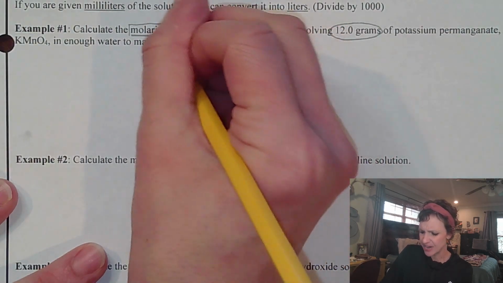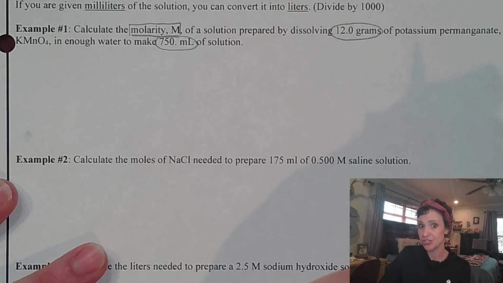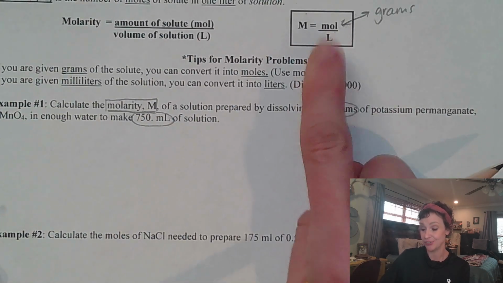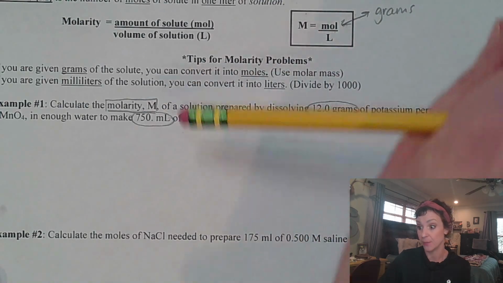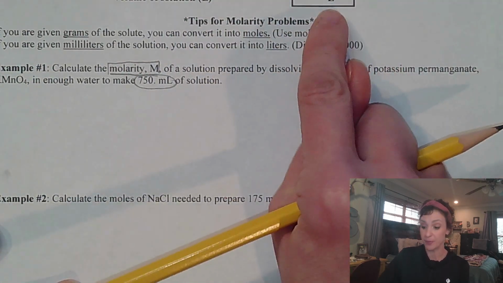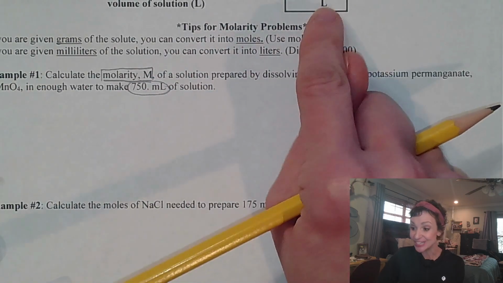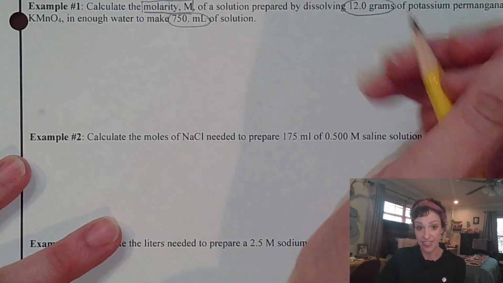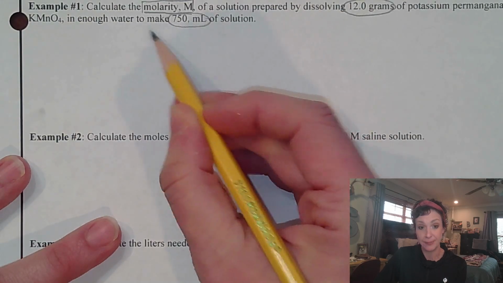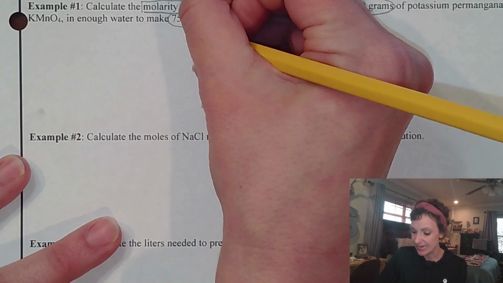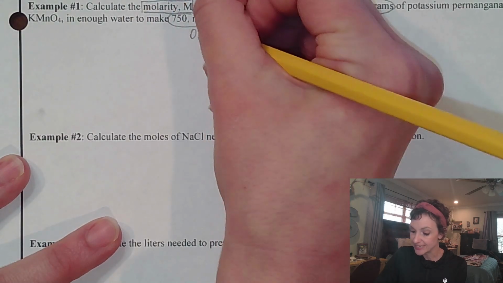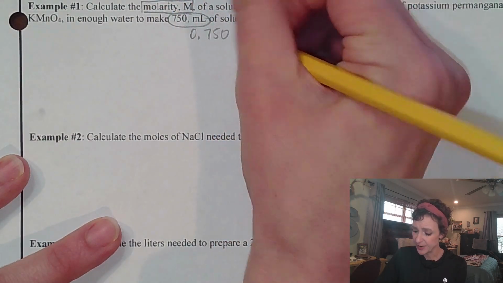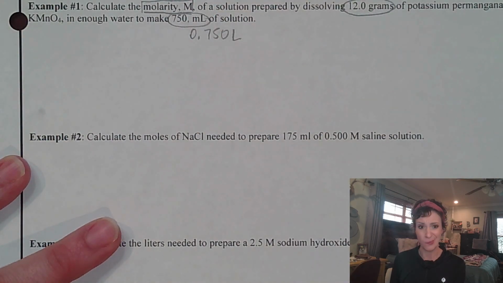So I have this 750 milliliters of solution. That's eventually going to be translated to my liters of solution that I'm going to put on the bottom. But we do know that in order to convert from milliliters to liters, I just have to divide by 1,000, which means I'm going to move the decimal 3 places that way. So this is going to be 0.750 liters. So that's going to be on the bottom here.